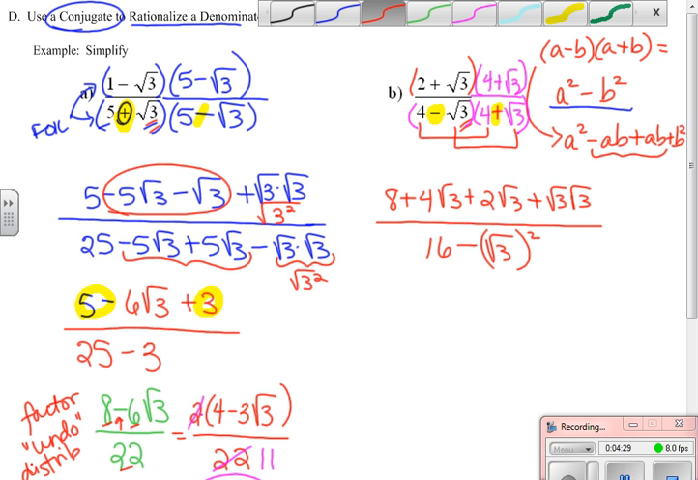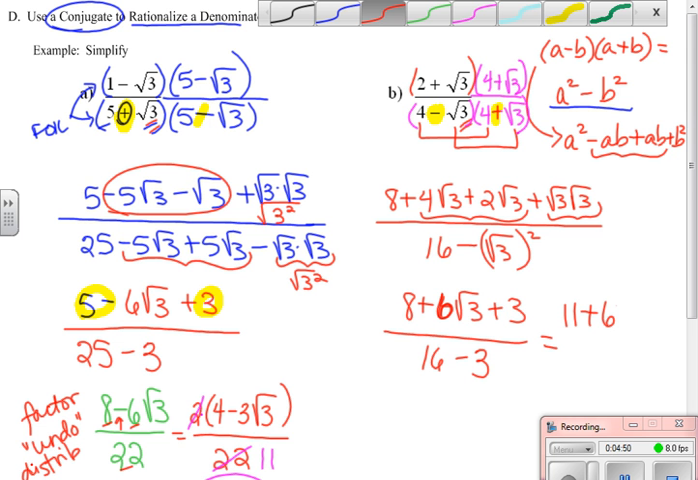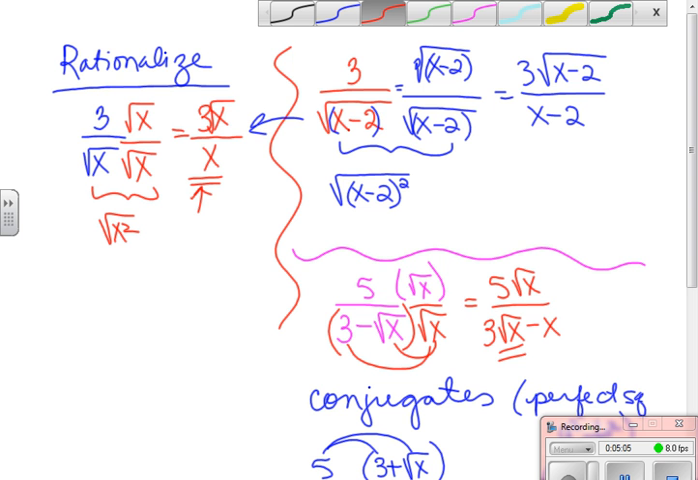Clean up my numerator, the square root of 3 times the square root of 3, so I have 8 plus 4 square roots of 3 plus 2 square roots of 3 is 6 square roots of 3 plus 3, all over 16 minus 3. Combine like terms, 11 plus 6 radical 3, all over 13. There are no common factors between 11, 6, and 13, and so that is your final answer.